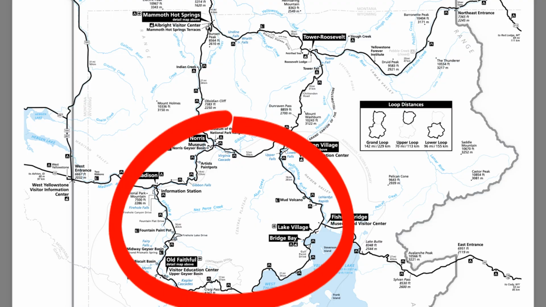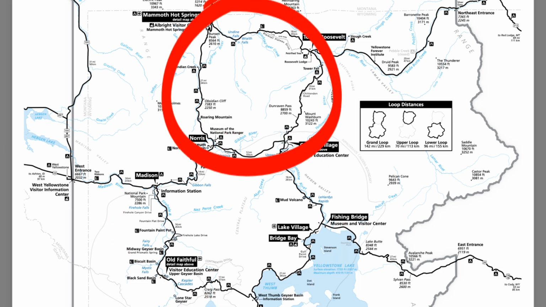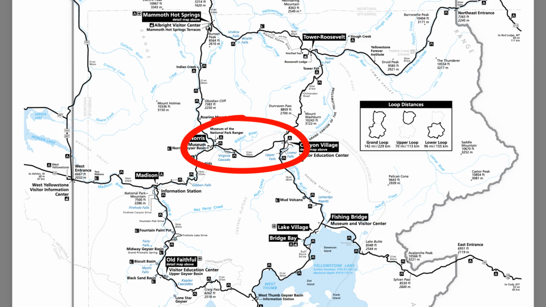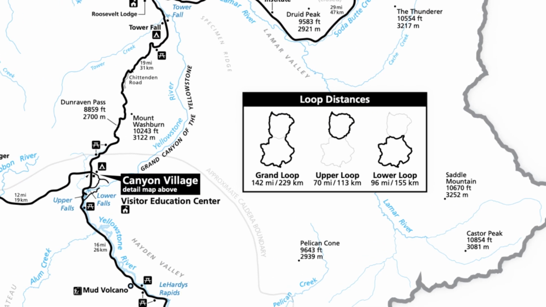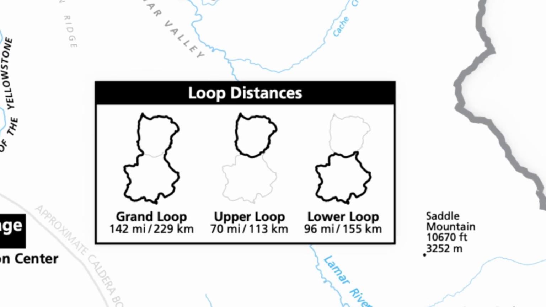So there's a couple ways you could drive. There's a lower loop, which has a lot of the geysers, an upper loop that has more of the hot springs, and then an in-between that kind of cuts through. So it kind of looks like a figure 8. If you do the whole Grand Loop, it's 142 miles. If you do the upper loop, it's 70 miles. If you do the lower loop, it's 96 miles. So it just depends on what you want to do. We're starting with the lower loop and going all the way up to the upper loop.